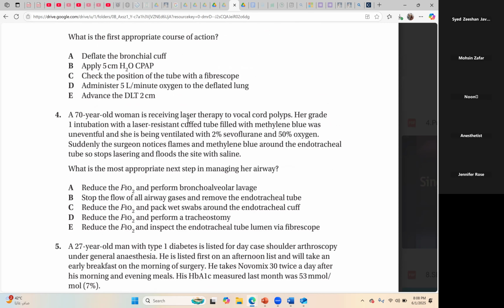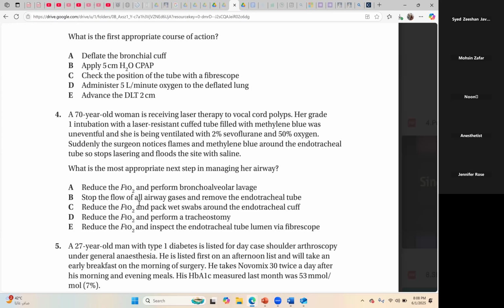A 70-year-old woman is receiving laser therapy to a vocal cord polyp. Her grade 1 intubation with a laser-resistant cuffed tube filled with methylene blue was uneventful, and she is being ventilated with 2% sevoflurane and 50% oxygen. Suddenly, the surgeon notices flames and methylene blue around the endotracheal tube, so stops lasering and floods the area with saline. How will you manage? What is the most appropriate next step in managing?